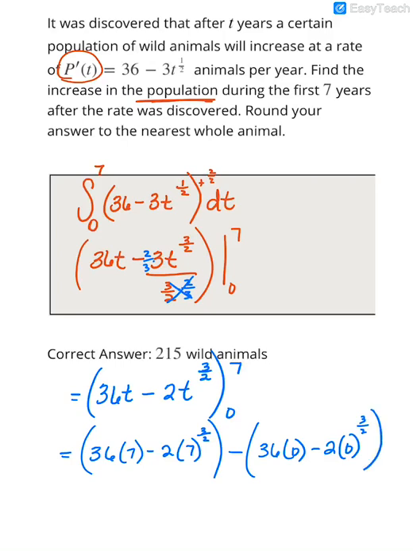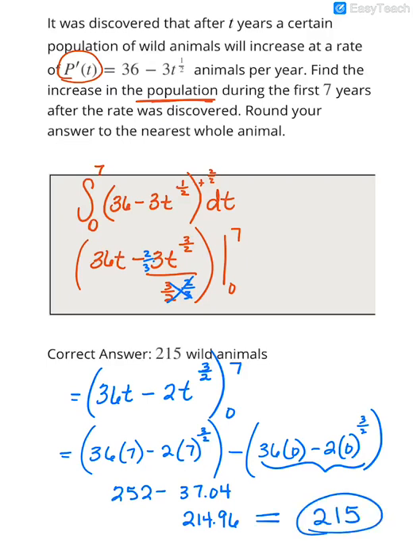So 36 times 7 gives me 252. And then 2 times 7 to the 3/2 power is going to give me 37.04, and then all of that is 0, so minus 0 is still 0. So 252 minus my 37.04 leaves me with 214.96, but of course they say round to the nearest animal, so 215 animals.